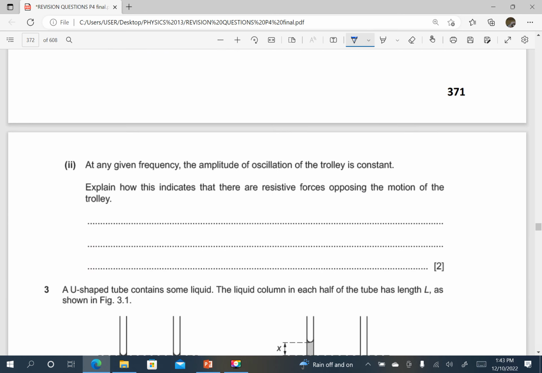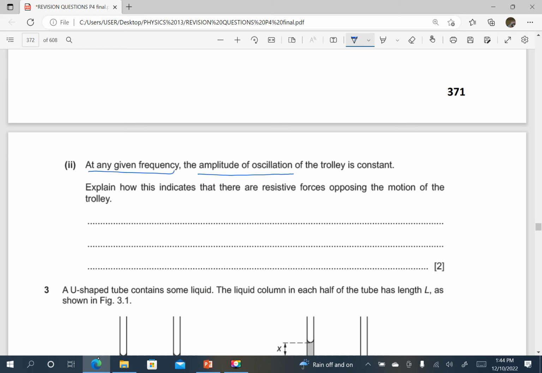At any given frequency, the amplitude of oscillation of the trolley is constant. Explain how this indicates that there are resistive forces opposing the motion of the trolley. They are saying at any given frequency, the amplitude of oscillation of the trolley is constant. But remember, this oscillator has been switched on. Why isn't the amplitude going beyond? Because the oscillator is adding additional energy to the system. So if the oscillator's energy is not enough to change the amplitude, then it is only because there are damping forces which are using part of the energy supplied by the oscillator, so that it cannot cause an increase in amplitude.